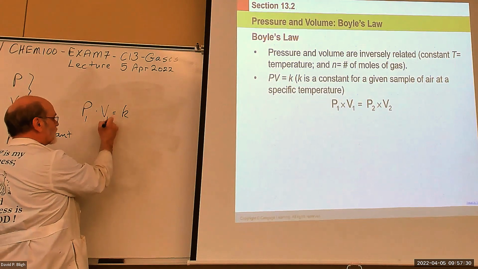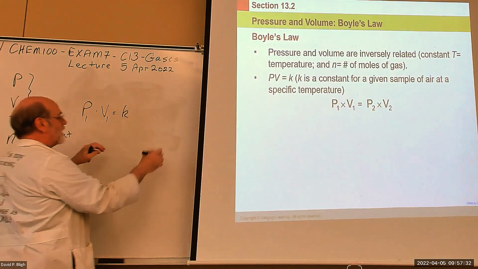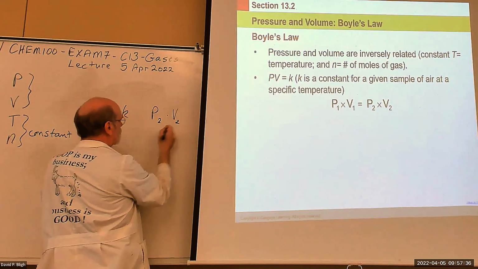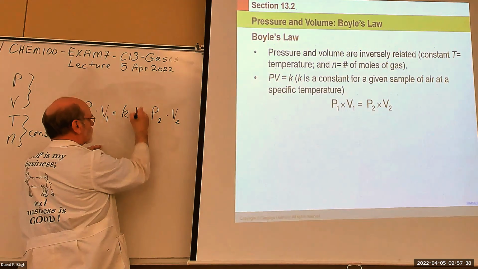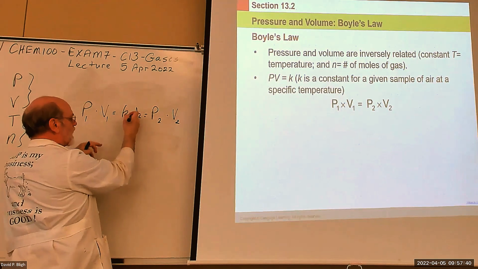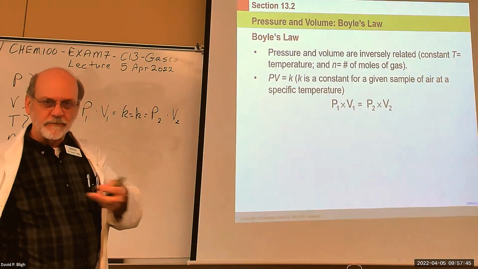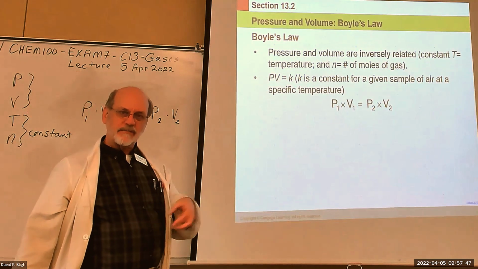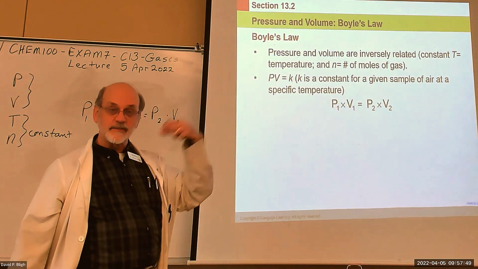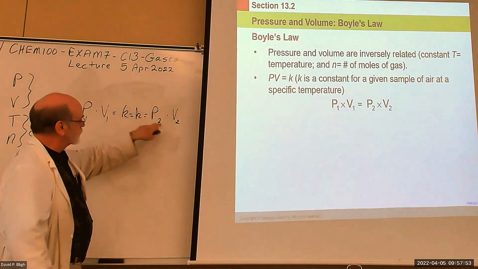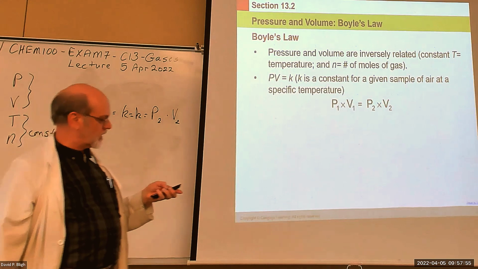these are the initial conditions, and then these are the final conditions. But notice, they're both equal to the same K, right? And that's a mathematical principle. If A is equal to B and B is equal to C, then A has to be equal to C. So if these two are equal to K, then they're equal to each other. That's where this equation comes from.